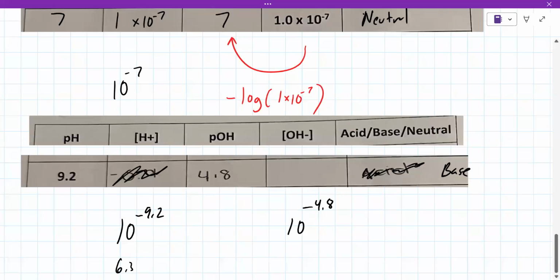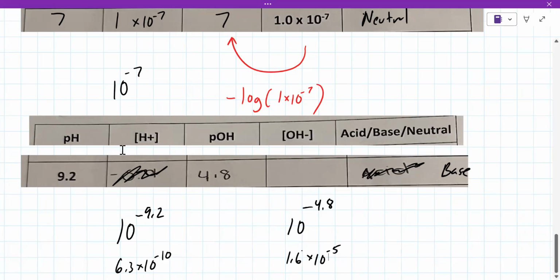Okay, 6.3 times 10 to the negative 10 for 9.21. Okay, and for the other? 1.6 times 10 to the negative 5.